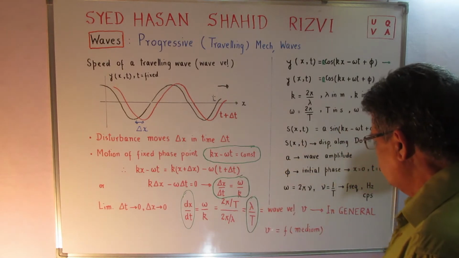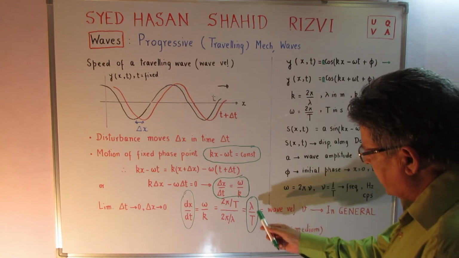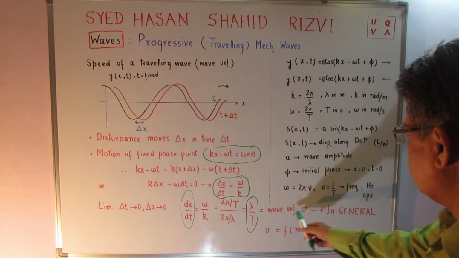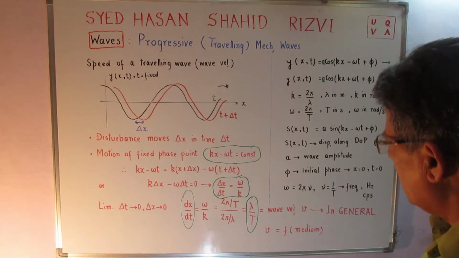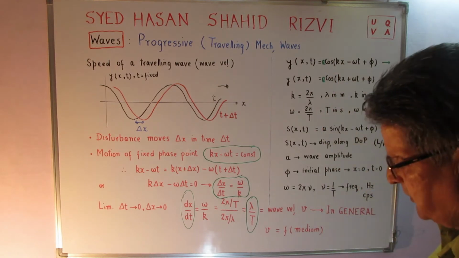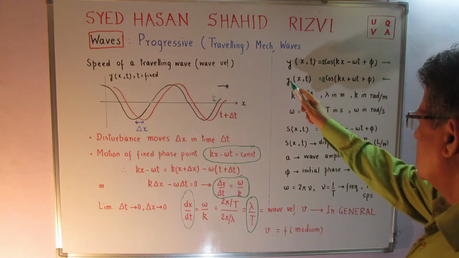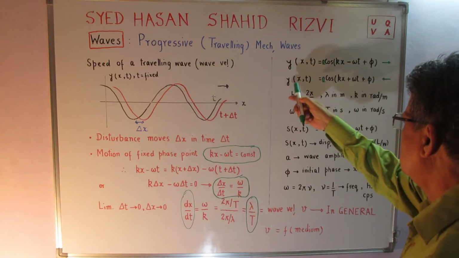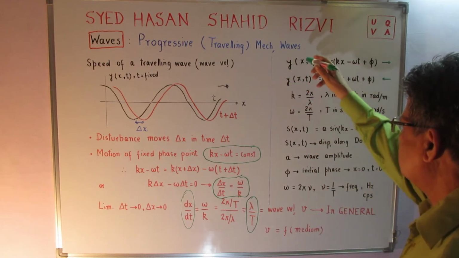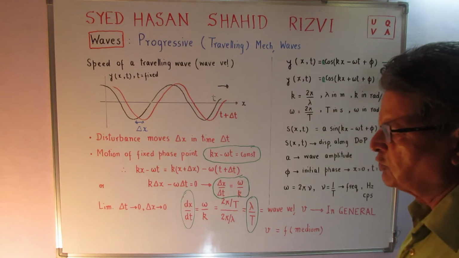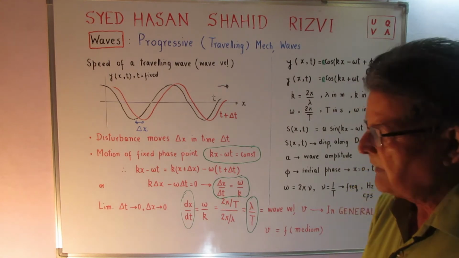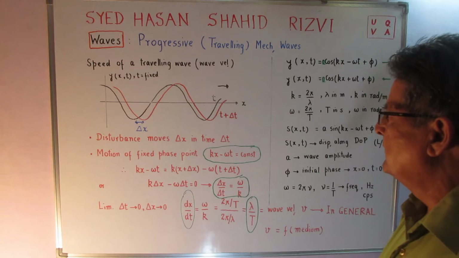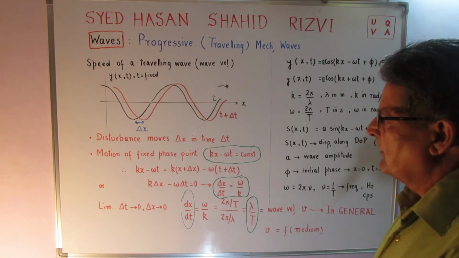So wave velocity is the wavelength lambda divided by the time period. This is a general relationship. We will also establish with the help of these two equations that d2y/dt2 divided by d2y/dx2, in either relation, turns out to be equal to the square of the velocity. And this is the general test that any traveling wave should give us.